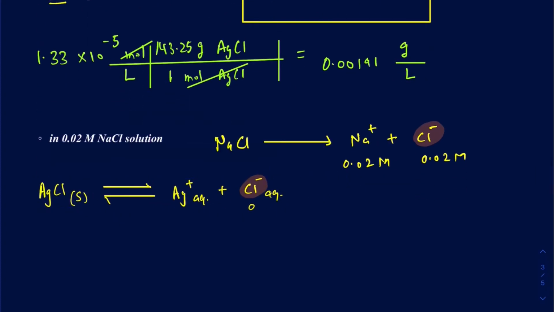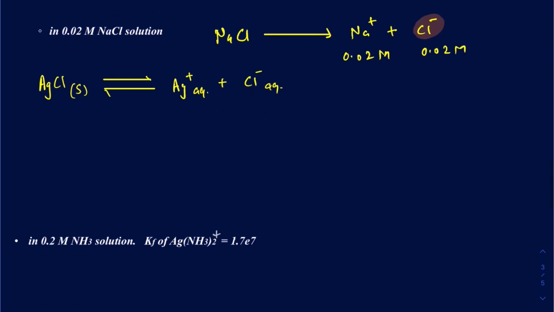So now try to remake this ice table. When I remake the ice table, I already have some Cl minus present in the solution. So I don't have any Ag plus, but the Cl minus is already present in this NaCl solution that you're trying to dissolve AgCl into. So it's going to be 0.02 molar present already.